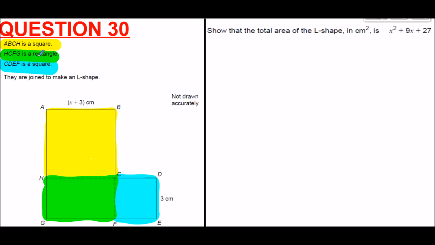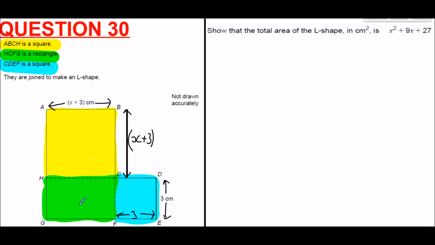First of all, squares. What's special about the sides of the square? If you think about a square, each side of a square is the same length. And so for this one here, if this is x plus 3 long, it's also going to be x plus 3 high. And this square here, if this one's 3, then it'll also be 3 centimeters long.